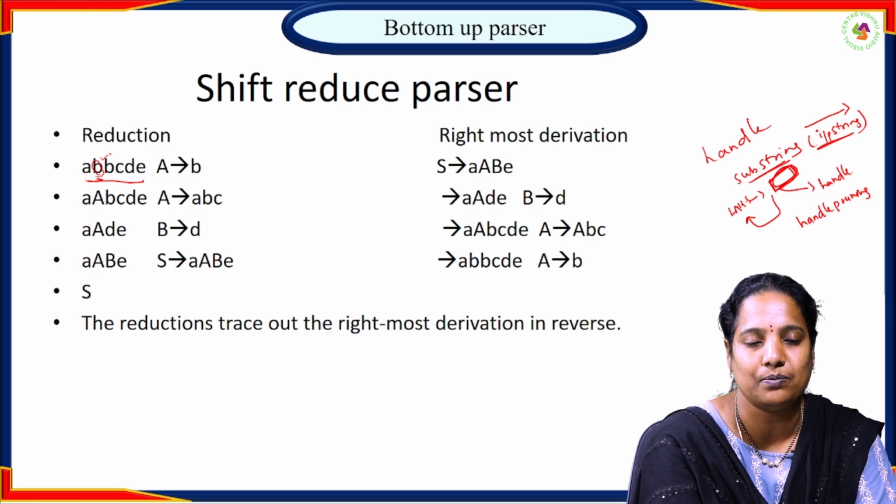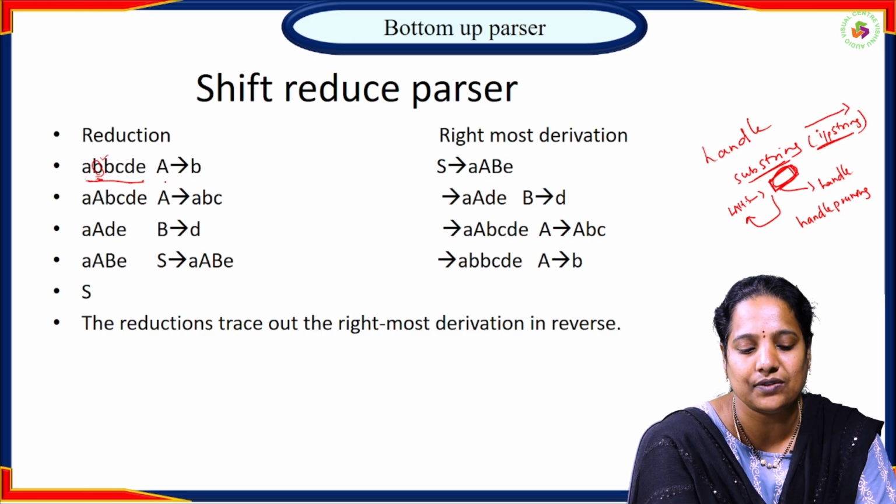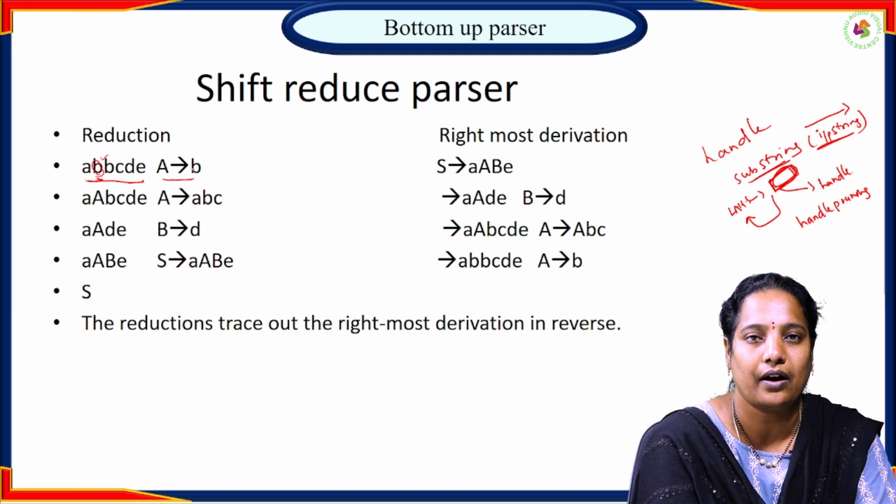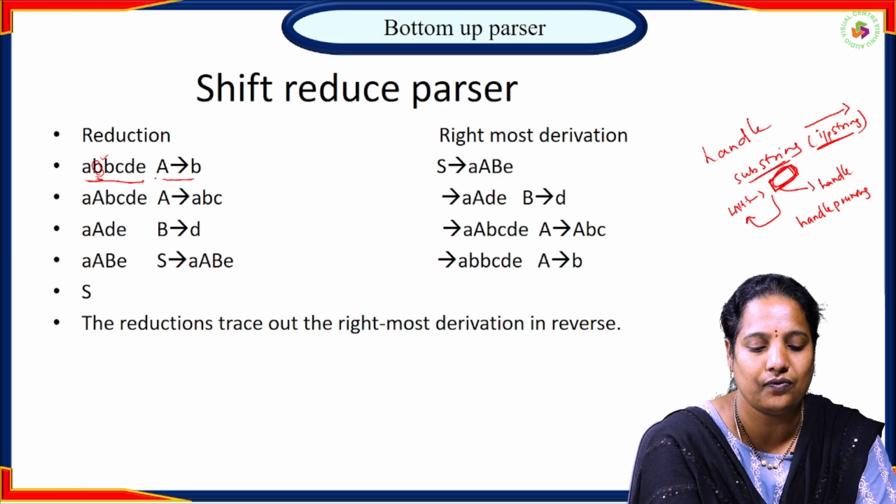When you observe this B, here it is a handle because we have a production A tends to B. Then we can apply the reduction step over here. A tends to B is a production, so in place of B, we can write A. Then you are going to get the input string representation as A, B, C, D, E.